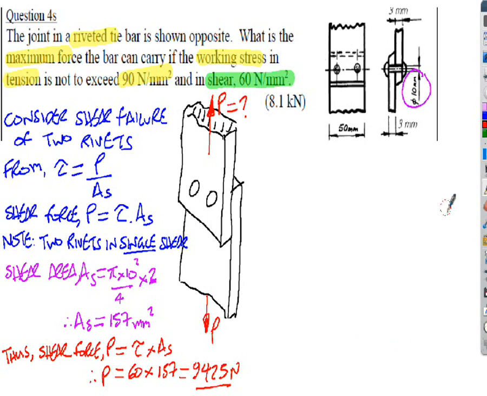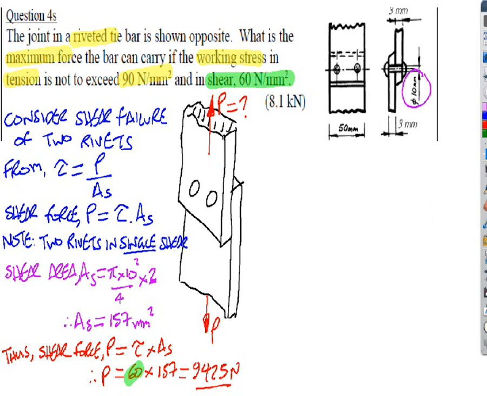Okay, and that 60 is from the above value that's given in the question. That's the allowable working stress for the rivets in shear. Okay, so what that's saying is we can apply 9,425 newtons to this joint and those rivets will then fail. But that might not be the limiting value. It might be that the plate fails before that. And we need to check the plate out. That's what we're going to do now.